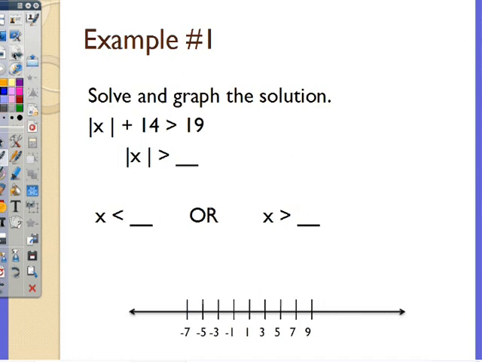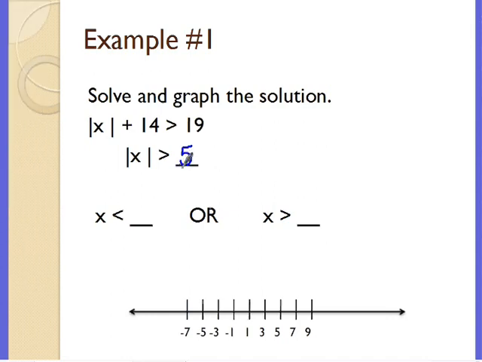Now that you're back with me, we're subtracting 14 from each side, so we get the absolute value of x is greater than 5. Well, there's nothing else to do because the absolute value of x is already all by itself. So we've pretty much finished it. Now we just have to write our two inequalities. The first one is less than the negative, right? So I flip the sign to get less than, and I make the number negative.